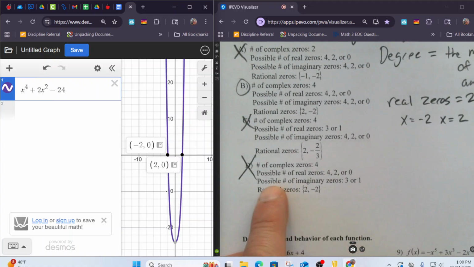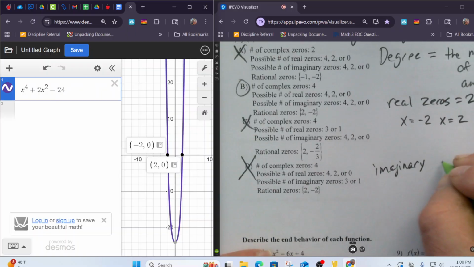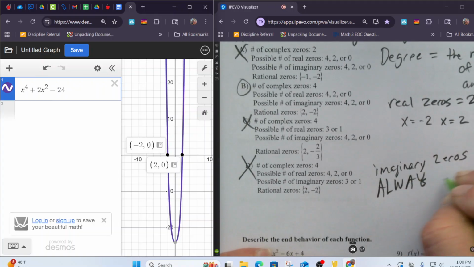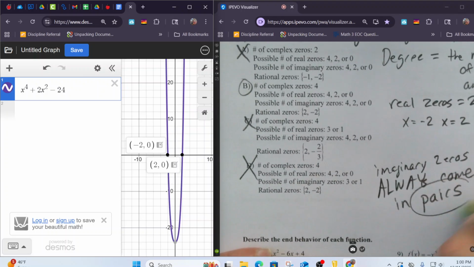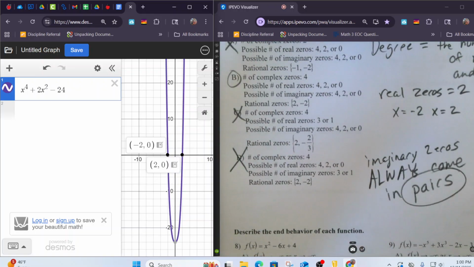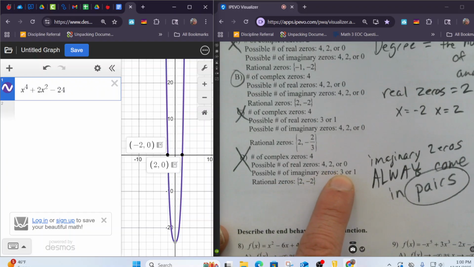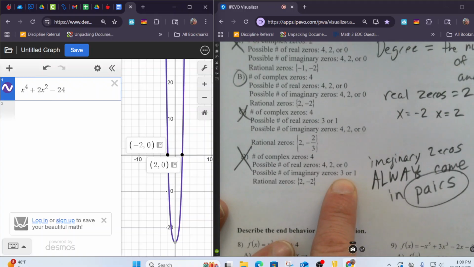I'm going to tell you why. Imaginary zeros, please write this down. Imaginary zeros always come in pairs. Remember, it's a plus and a minus of the same numbers. The real and imaginary part will be the same number. It's just a plus and a minus. So why can't D be the answer? Because they don't come in pairs. Because they're 3 and 1. If they come in pairs, can you have an odd number of imaginary zeros? No.